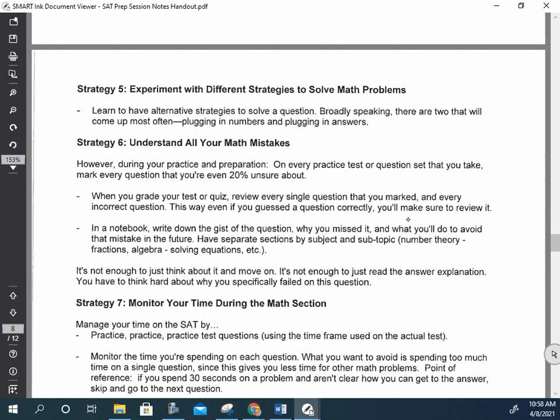Experiment with different strategies. The SAT is not going to ask you to show your work. You don't want to show your work? Be my guest. They just care about the 58 answers that you put on that answer sheet.